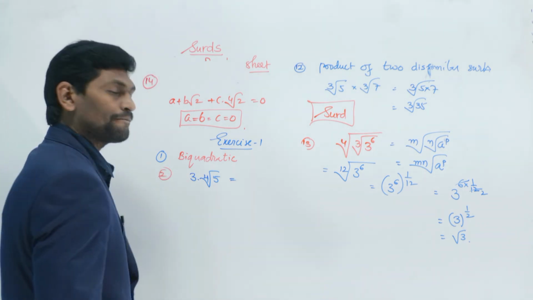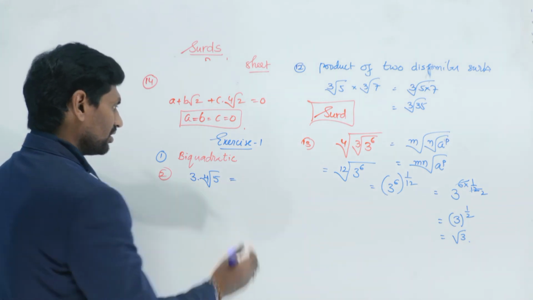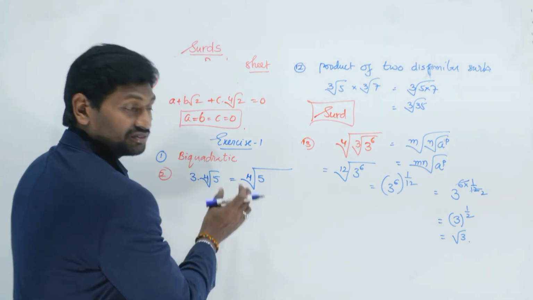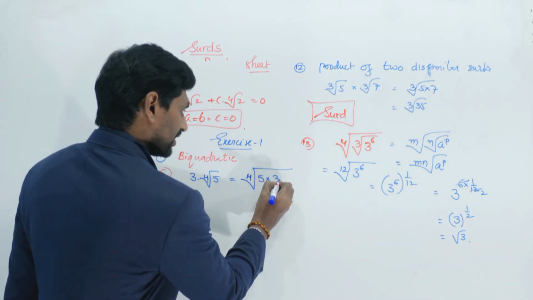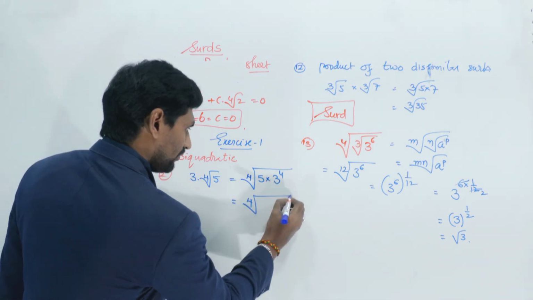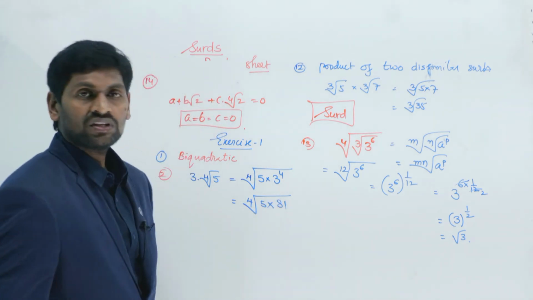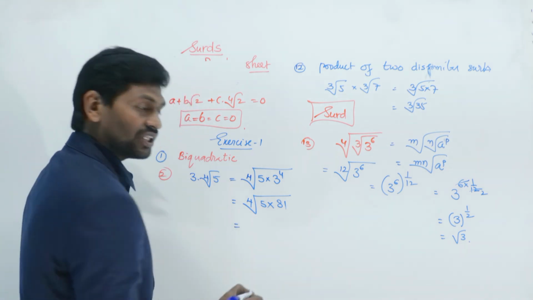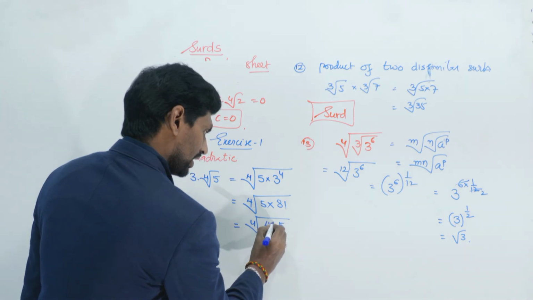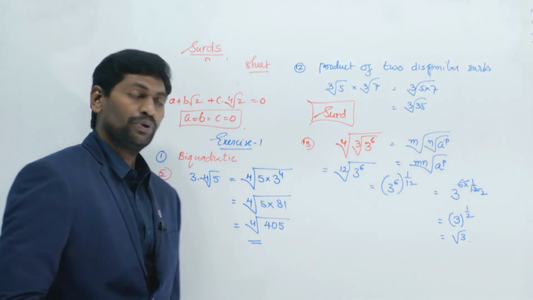So this 3 I should take inside. It is already order 4, the 4th root. Whenever you take this 3 inside, it will be 3 power 4. That means the 4th root of 5 into 3 power 4, whose value is 81. 3 power 4 is 3 into 3 into 3 into 3, 4 times. That means the 4th root of 405. This is the answer. Okay? This is the pure surd.